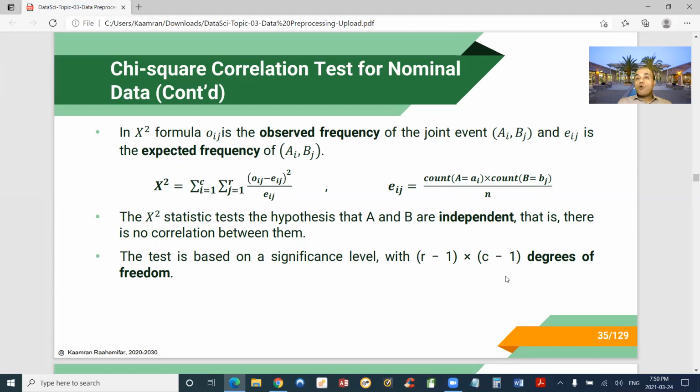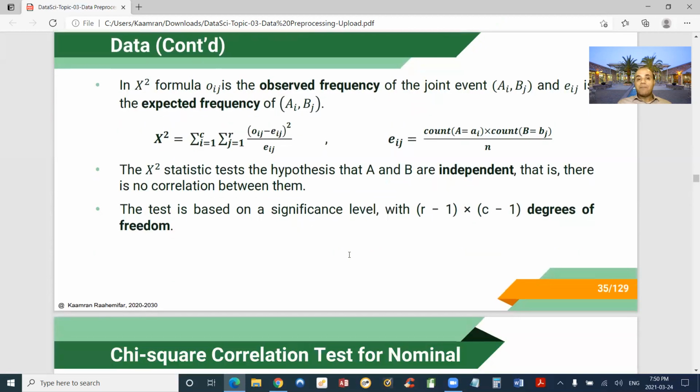In the early recordings that are available on YouTube, you can go back if you wanted to and refresh your memory as to why we are going to subtract 1 from the number of rows and from the number of columns to get the degrees of freedom.